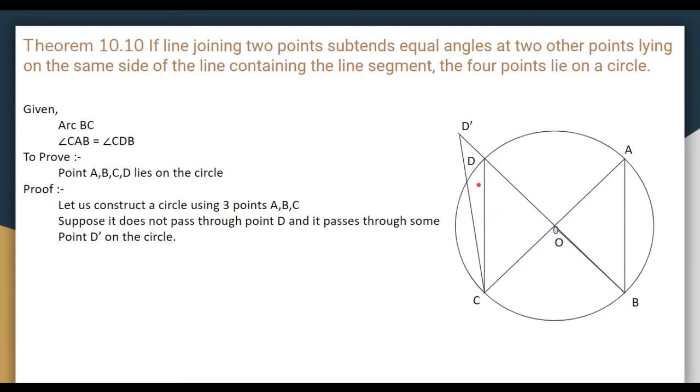Okay. So there would be a point through which the circle will pass. So let that point be D dash.